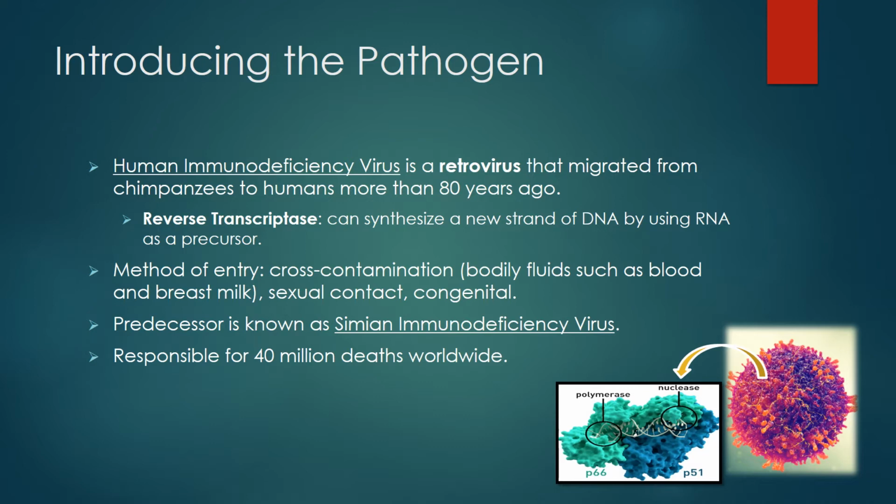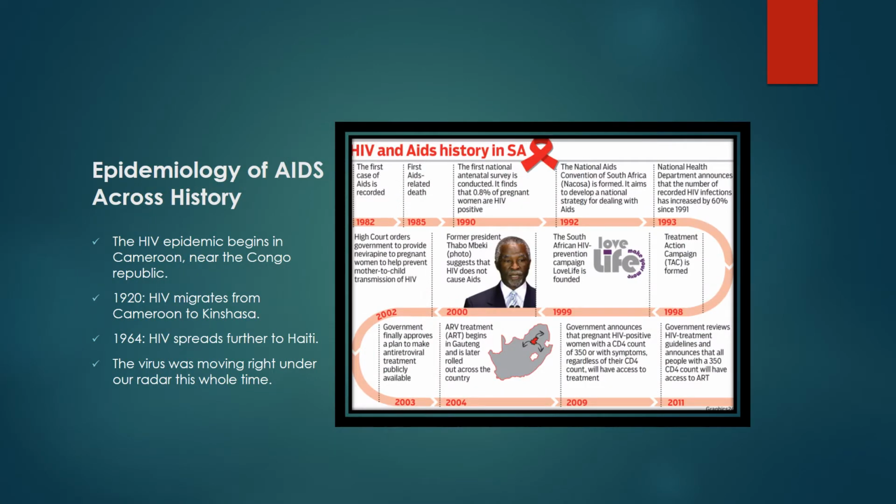The history of AIDS and how it came to be can be traced back all the way to Africa. To be precise, the epidemic began in Cameroon, quite close to the Republic of Congo. The virus had been moving under the radar much earlier than the first reported AIDS case. In fact, 44 years after the beginning of the epidemic, HIV made its move towards Kinshasa, which is the largest city of the Democratic Republic of the Congo, thus the capital.